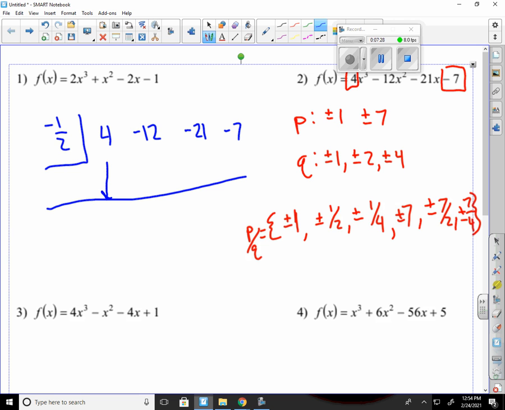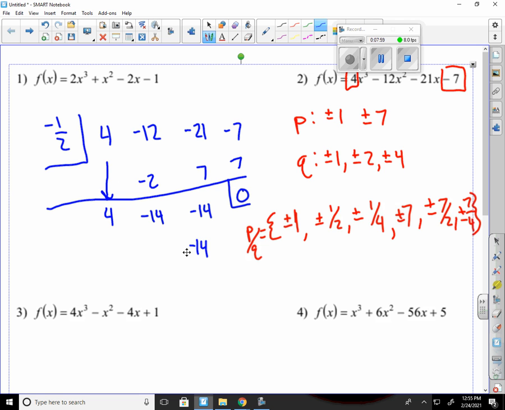Bring down the 4. Negative 1/2 times 4 is negative 2. Negative 12 minus 2 is negative 14. Negative 1/2 times negative 14 gives us a positive 7. Negative 21 plus 7 is negative 14. Negative 1/2 times negative 14 is 7. It's 0. So negative 1/2 is a factor.